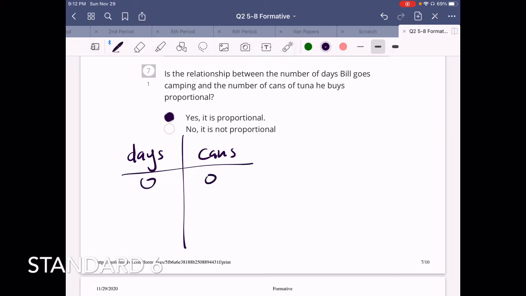0 days would be 0 cans. 1 day is 3 cans. Let's double 1. 2 days is 6 cans. So 0, 0, and doubling both work. Okay, so that is a proportional relationship.